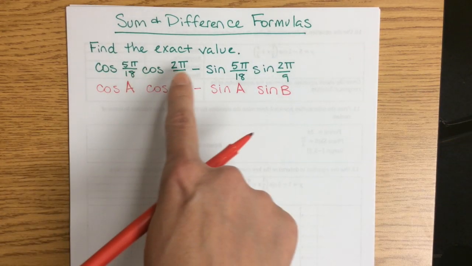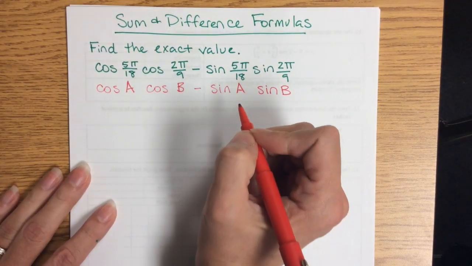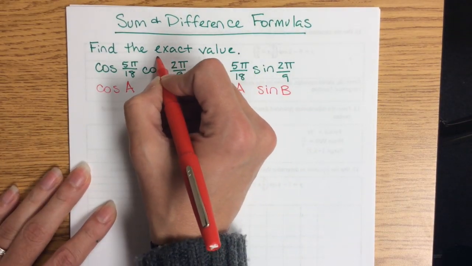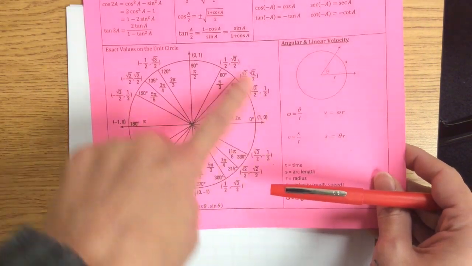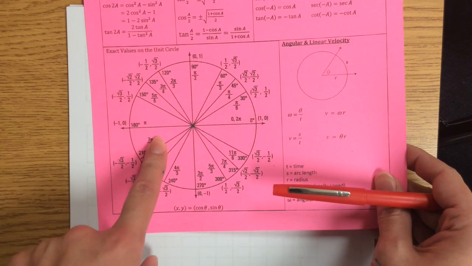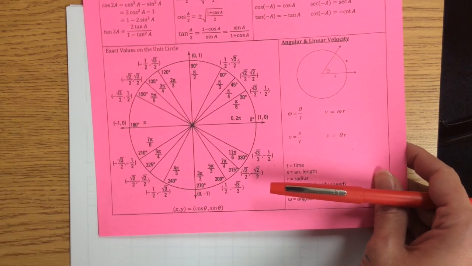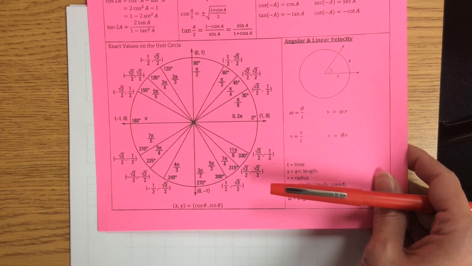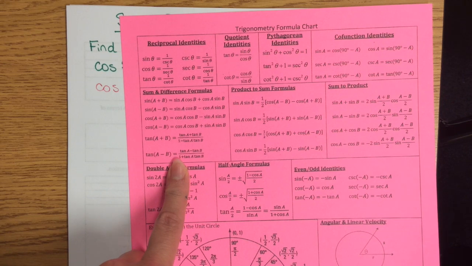Now, none of these angles are on the unit circle, and anytime we have directions that say find the exact value, chances are you're going to want to look on your unit circle and see if you can find those angles. And if you can't, what you can do is try to break those angles apart or add them together using what we call the sum and difference formulas.